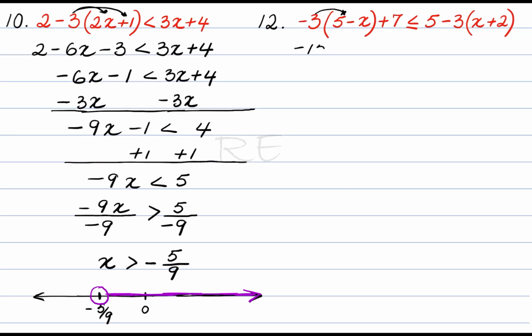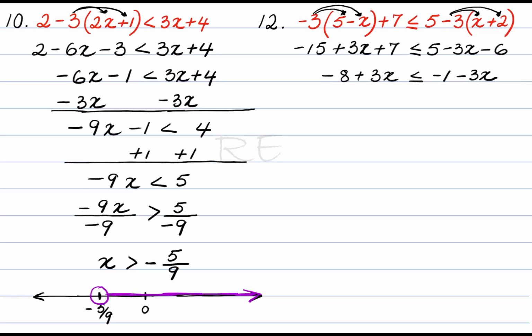Distribution: -3 times 5, -15, -3 times -x, +3x, plus 7, less than or equal to 5 minus 3 times x, -3x minus 3 times 2, -6. -15 plus 7 will be -8 plus 3x, less than or equal to 5 plus -6, -1 minus 3x.